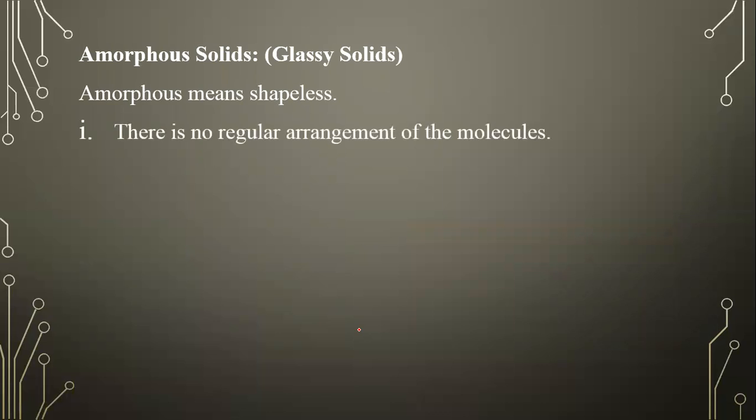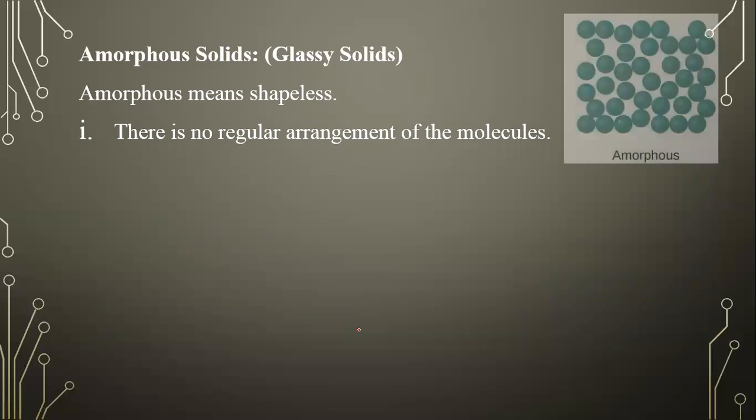There is no regular arrangement of the molecules. So they are opposite to the crystalline solids. Crystalline solids में regular arrangement थी throughout the crystal, जबकि amorphous solids में इनकी arrangement regular नहीं होगी. Throughout the crystal, they have no regular arrangement of the molecules.